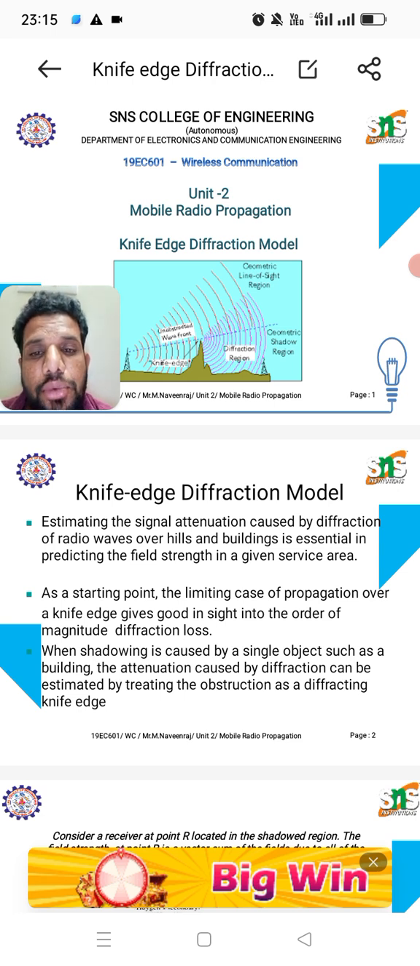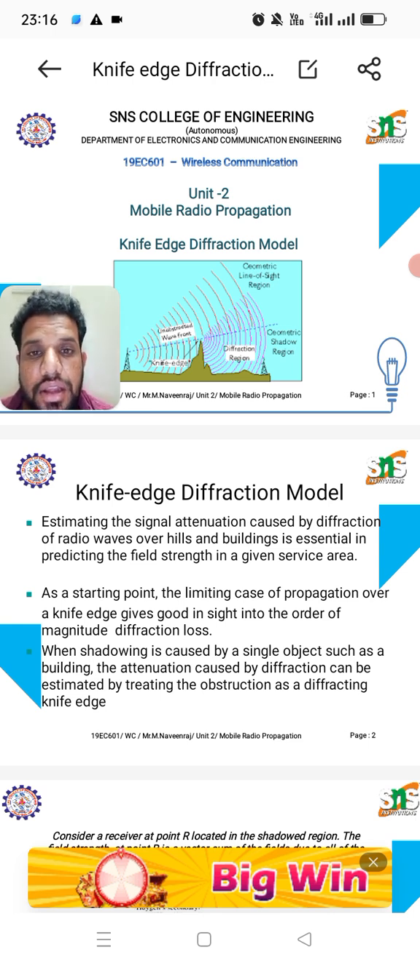So this is all about mobile radio propagation. We already discussed how radio waves are transmitted over free space, what problems they face, and what attenuations and causes are created during free space travel.